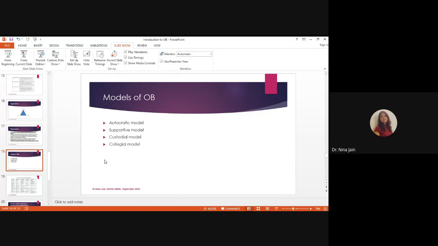So now there are four models of organizational behavior which we study for this topic. Why we are studying this is because different organizations have different systems which they develop and maintain to achieve the desired results. The models focus on the managerial orientation and employee orientation, employee psychology and needs. There are four types of models: autocratic, supportive, custodial, and collegial.